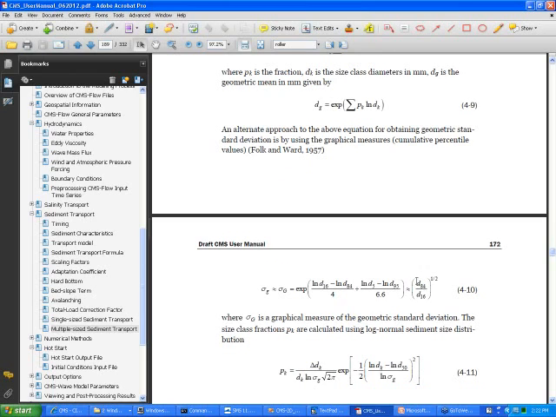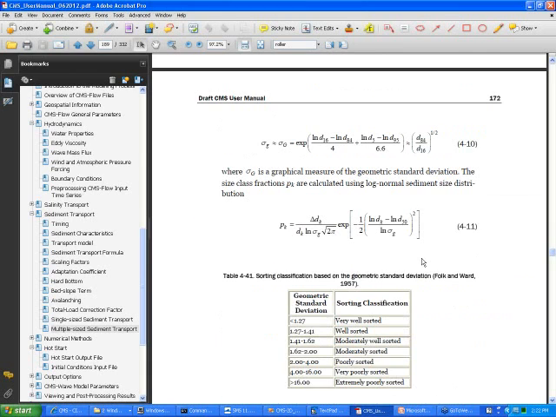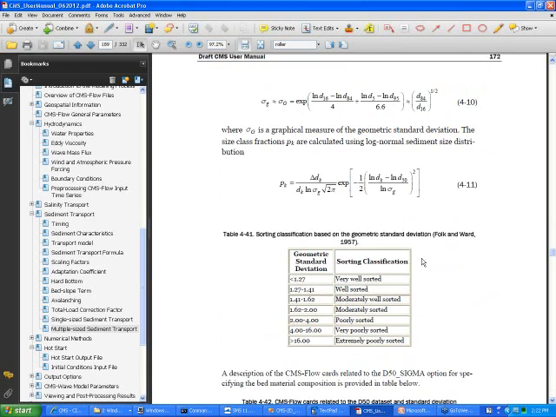So if you look at the ratio between D sub 84 and D sub 16, which are the percentile diameters, so the diameter for the 84th percentile and the diameter for the 16th percentile, if that ratio is less than 1.27, then you know your sediment is very well sorted, and that it's pretty reasonable to use a single size class.